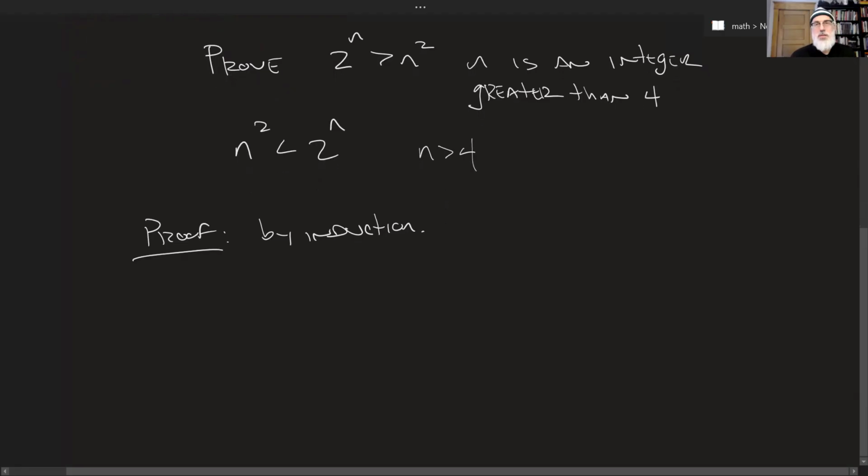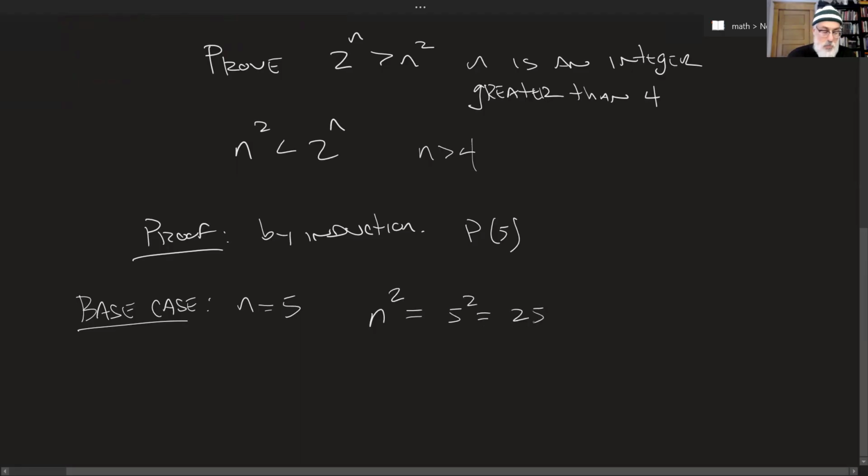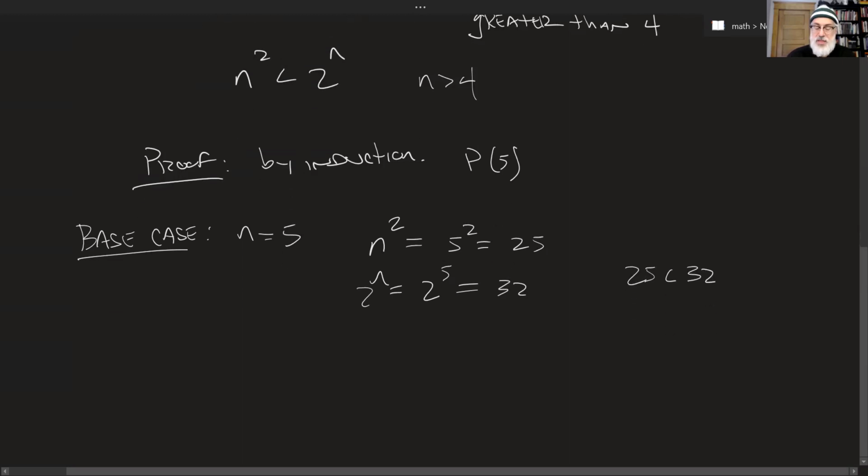So n is greater than 4 means our base case is for values of n equal to 5. So this is the P5 case. That's where we're starting with these integers. So let's check to see if our base case holds. n squared, 5 squared, is 25. 2 to the n, 2 to the 5, is 32. So 25 is indeed less than 32, so the base case holds.